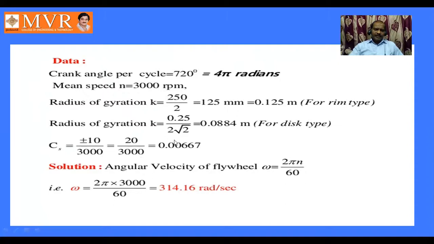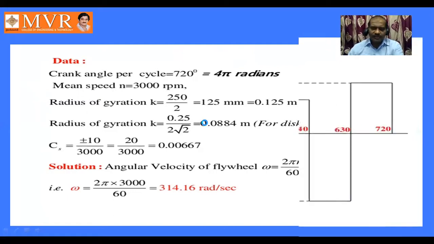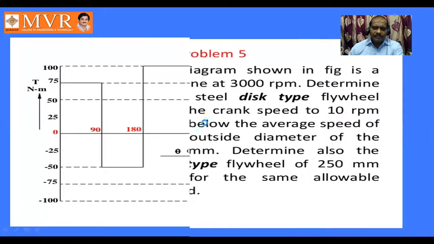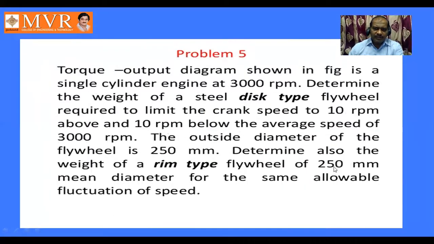As for a rim type, it is 250 by 2. You have to remember this formula. And for radius of gyration it is 0.25 by 2 square root of 2, that is 0.0844. So this data already they have given in the question. You can observe that one. In the question, what is the diameter of the flywheel? 250.